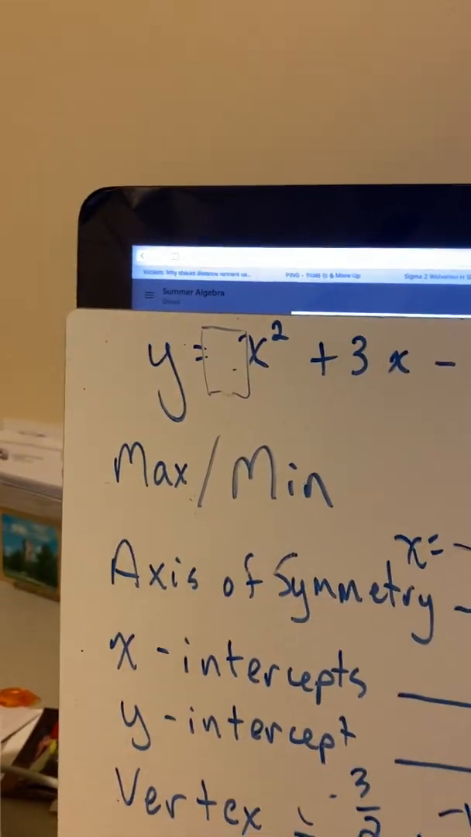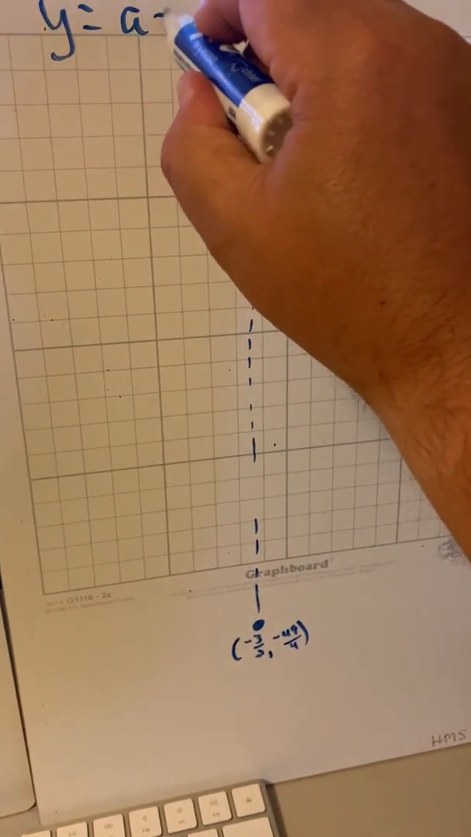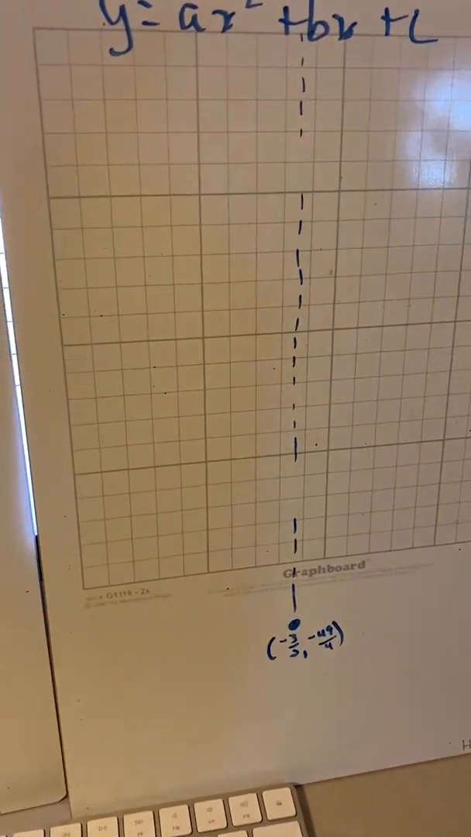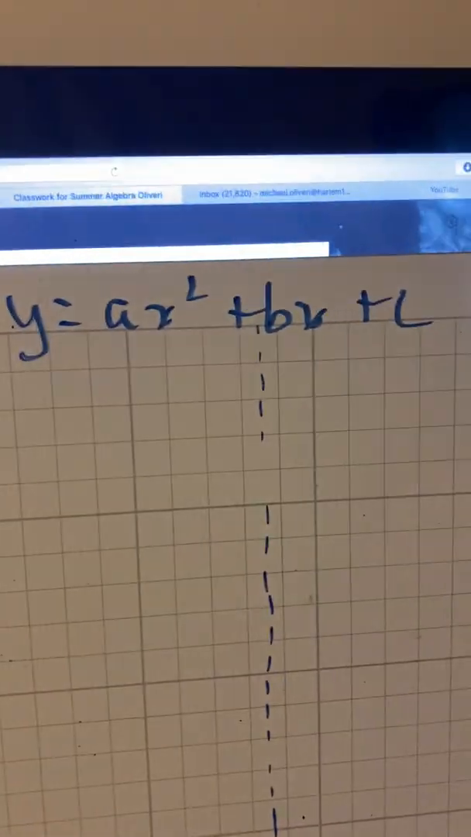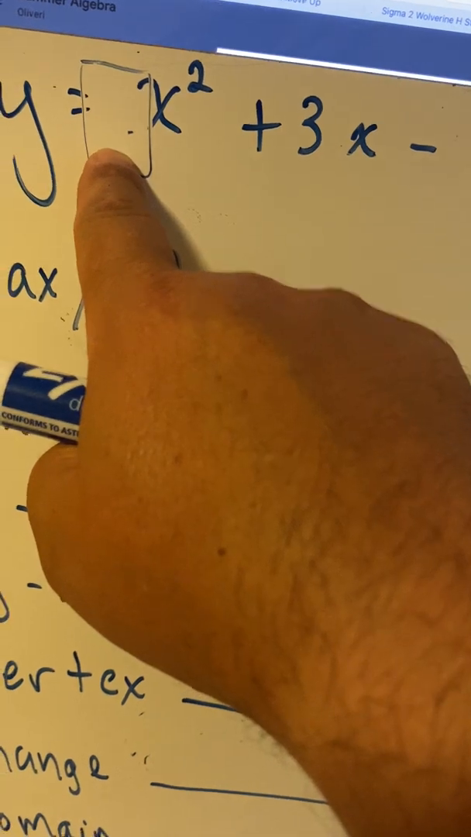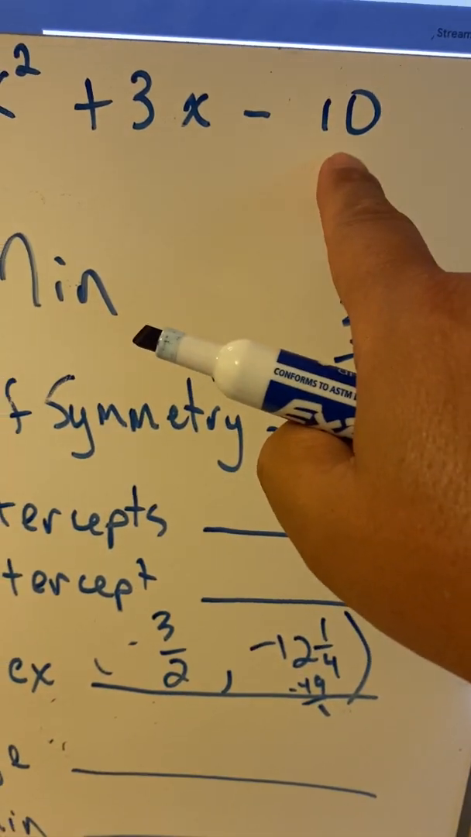Okay, number one. Here's number one. Y is equal to ax squared plus bx plus c. Okay, remember that. Y is equal to ax squared plus bx plus c. That little formula right there is just the formula of the quadratics. A and b are the coefficients for the x squared and the x. C is the constant. So in this case, the a is here. It's nothing there, so it's a 1. You can put it in if you want, if it helps you. The b is 3. The c is negative 10.